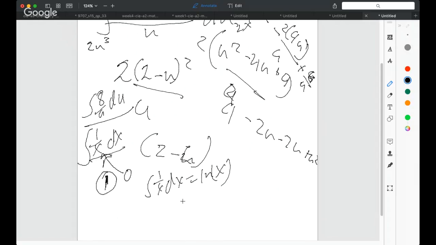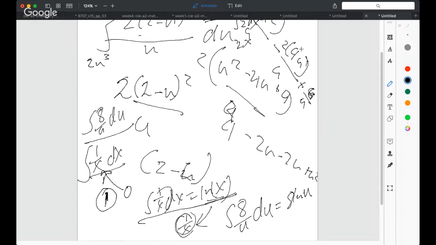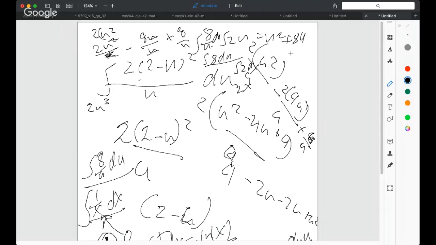That's just a formula that you need to remember. You don't need to know why it is. The differentiation of ln x is 1 over x, and the integration of 1 over x is ln x. So what's the integration of 4 over u du? 4 ln u. So now you have the whole expression: u squared over 2, minus 4u, plus 4 ln u.